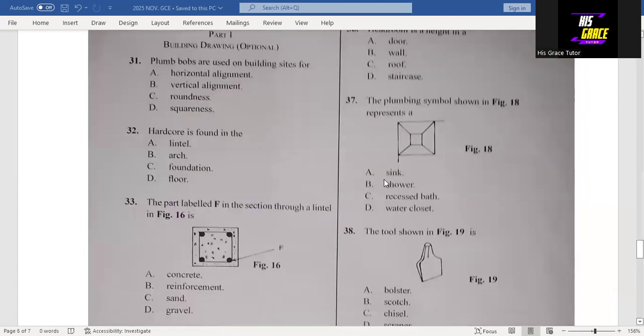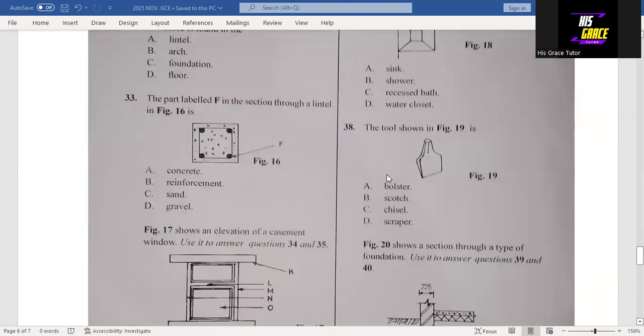And then question 37. We are making use of this diagram to answer question 37. The plumbing symbol shown in figure 18 represents a sink. That is option A is the answer to that question. And then question 38. The tool shown in figure 19 is a buster. That is option A is the answer to question 38.